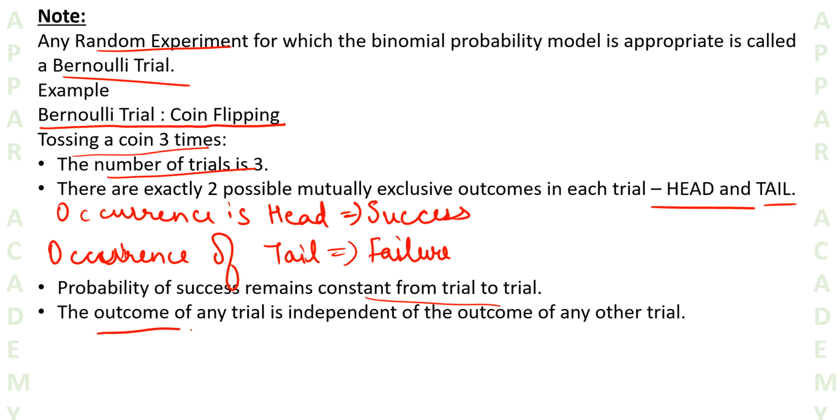The outcome of any trial is independent of the outcome of any other trial. Right? So the outcome of any trial will always be independent, that we have already discussed. So this was an example of coin flipping where there were exactly 2 outcomes, head or tail. So we have seen how it is a Bernoulli trial.